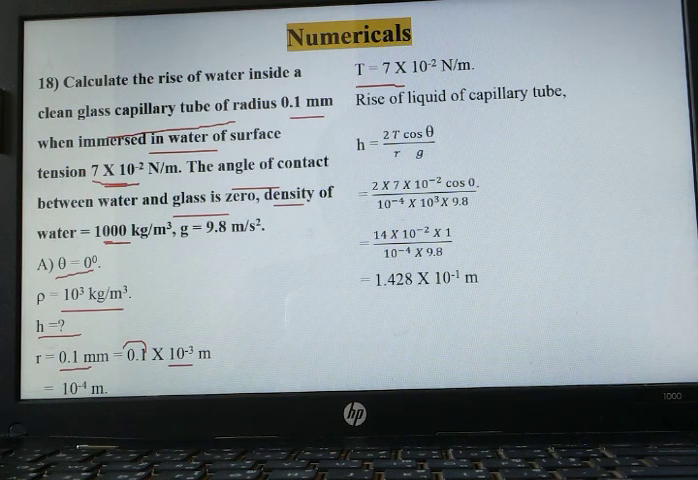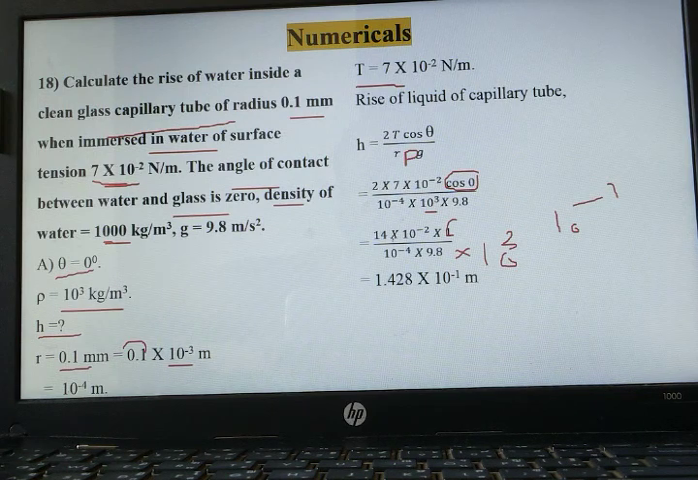Cos theta means cos 0. r, radius, is 10 raised to minus 4. g is what? 9.8. Over here rho also should be there, which has not been written. So therefore it is 10 raised to 3. After solving this whole, cos 0 is what? 1. What is the value of cos 0? It is 1. And over here 10 raised to minus 4 into 10 raised to 3 should also be there. 10 raised to minus 4 or 3, it will only become 10 raised to minus 1.